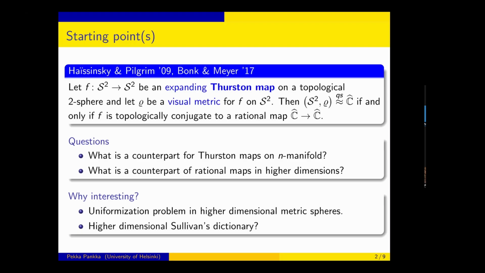And for me, this theorem of Haïssinky-Pilgrim and Bonk-Meyer is very exciting because what you have is a dynamical metric, and then you can actually characterize the quasisymmetric class using the dynamics. So if the dynamics turns out to be of standard type, then also the metric sphere turns out to be a standard sphere.